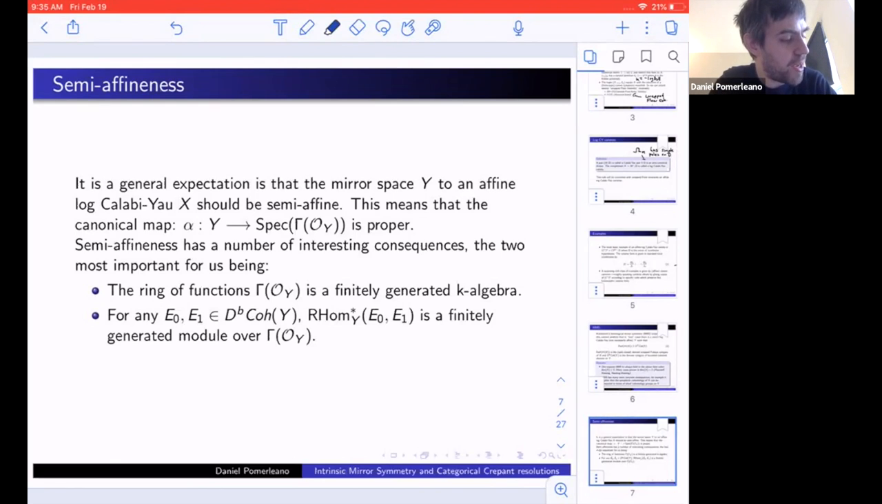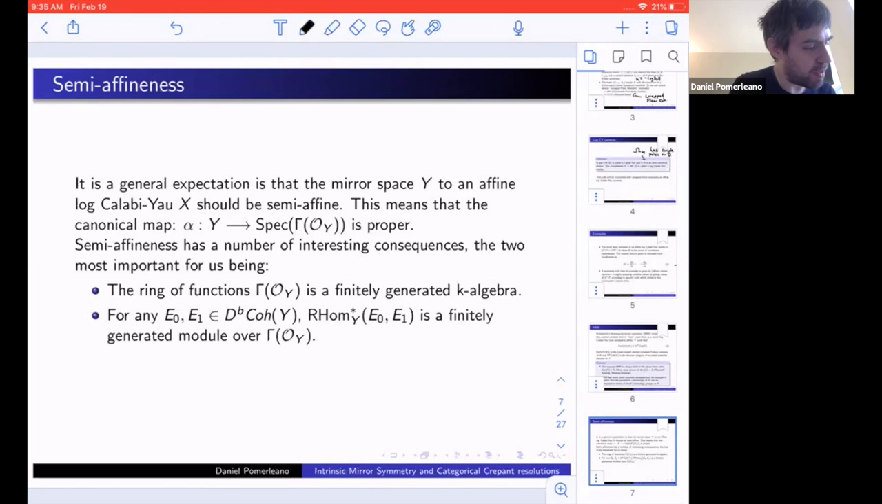And so the semi-affineness property has some interesting consequences. The two most important for this talk are that if Y is semi-affine, it implies that the ring of functions is a finitely generated K-algebra, where K is the ground field for this variety Y. And it also implies that if you take two objects in this derived category, then this RHom becomes a finitely generated module over this Γ of O of Y.